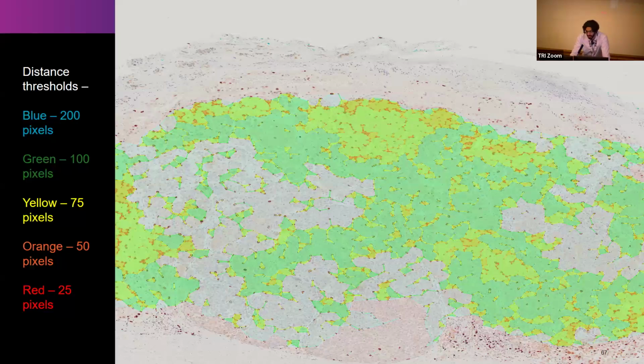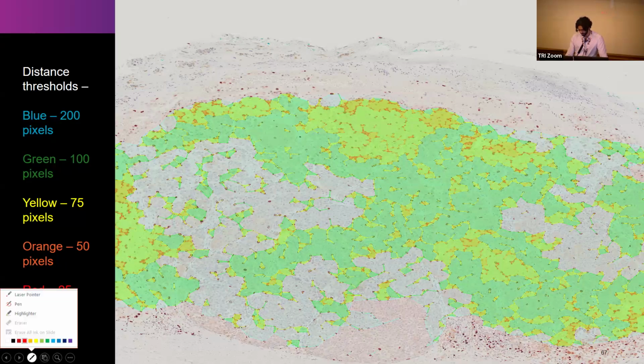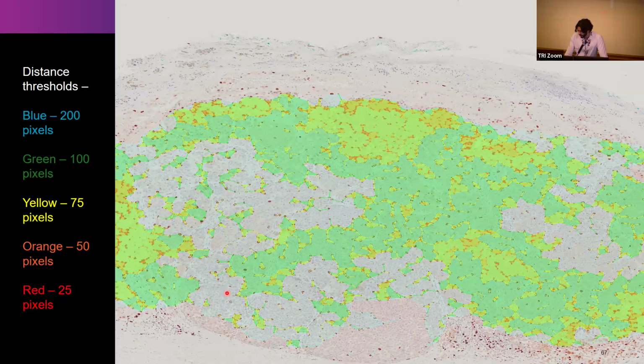Here we have 5 different pixel thresholds that we tested, from 200 pixel distance to 25 pixel distance. I don't know if you can see my marker, sorry. We have the maximum pixel distance encapsulating the majority of the tumor outlined here. Then as we shorten that down, we get these shorter areas in green, then yellow, then orange, and then red. So this is what we did to look at clustering in KSD7.